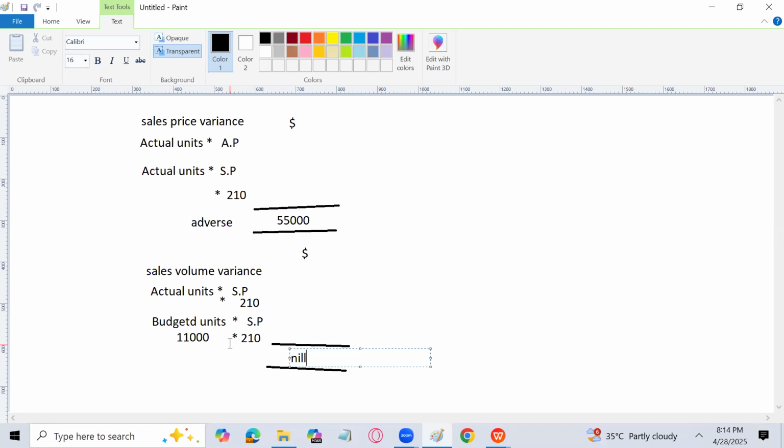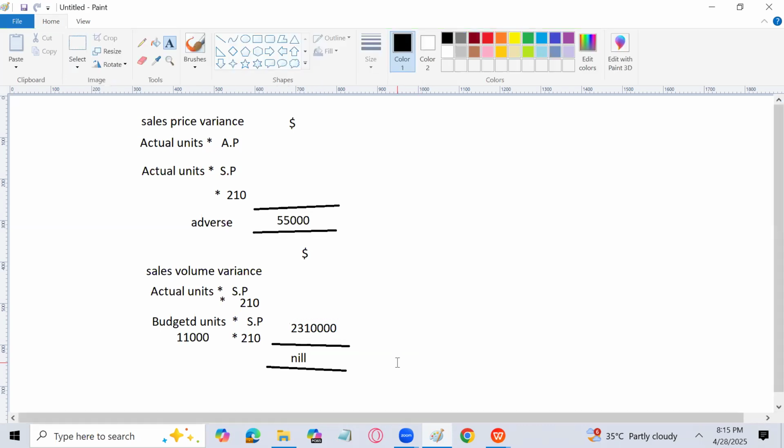So what is the amount? 11,000 into 210, what is the amount? Anybody who can tell me? 231,000. Okay, 231,000. A student says there are 4 zeros, sir, one more zero. Oh, okay. It means 231 and four zeros, or 2,310,000, is the budgeted units into standard price, and the variance is nil.